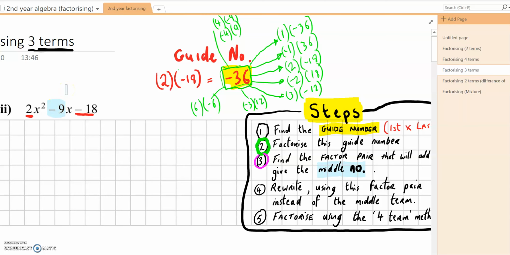So which of these factors over here, which of all these factor pairs, can give you minus 9 when you add them together?